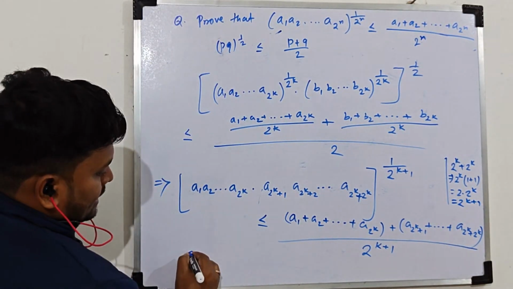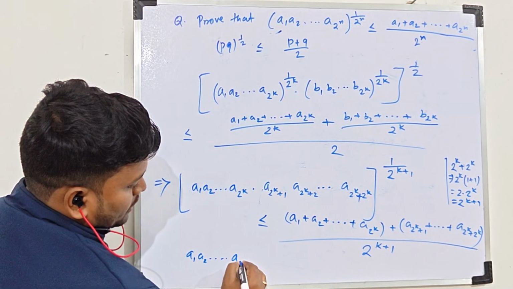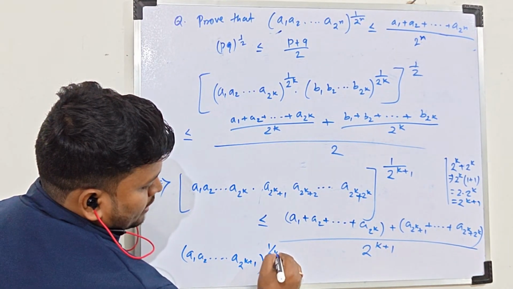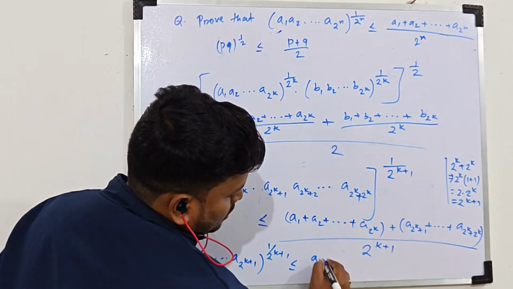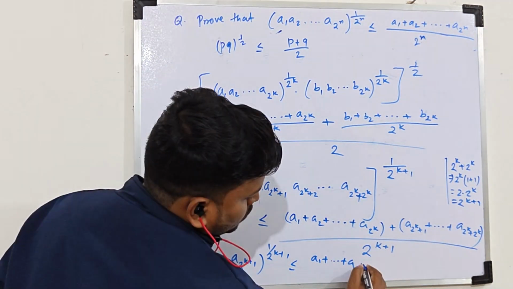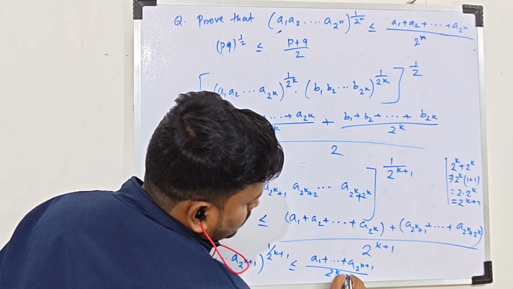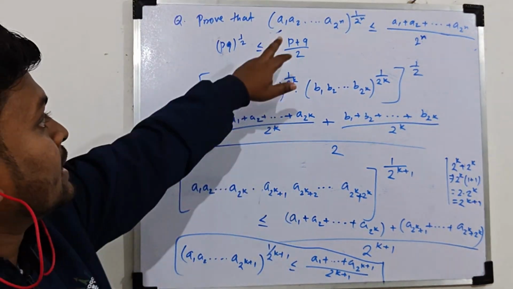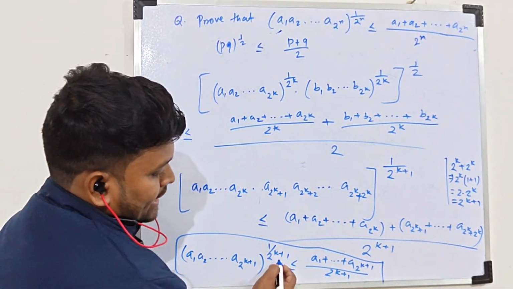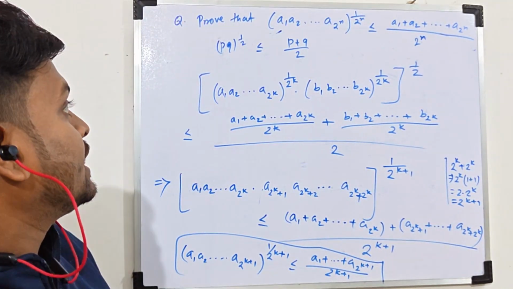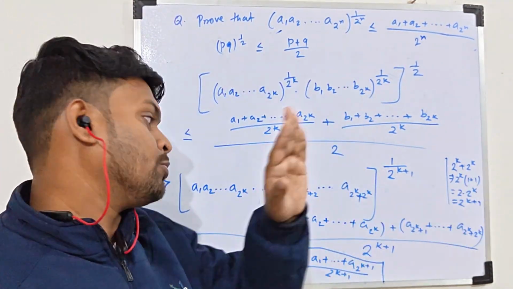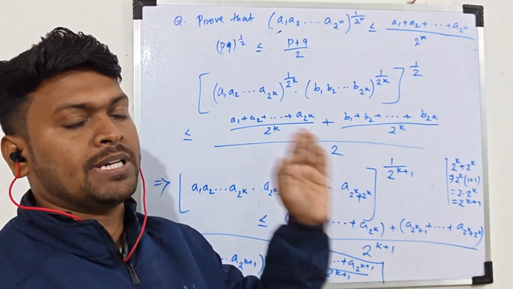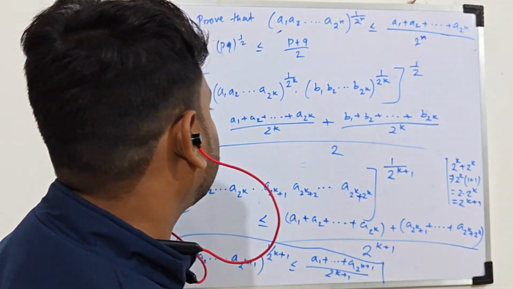So in the place you can write (a1 a2 dot dot up to a_{2^(k+1)}) all to the power 1 by 2^(k+1). This is less or equal to (a1 plus up to a_{2^(k+1)}) divided by 2^(k+1). So ultimately we will get this. That is Pn is true for n equal to k plus 1. So we assume that the statement Pn is true for n equal to k, and we prove that the statement is true for n equal to k plus 1. Therefore we say the statement Pn is true for all n belongs to natural numbers.